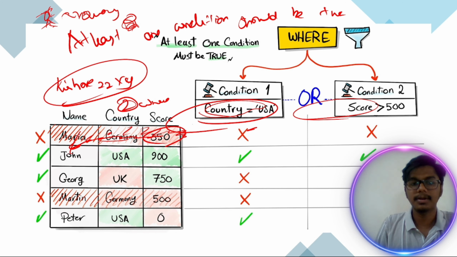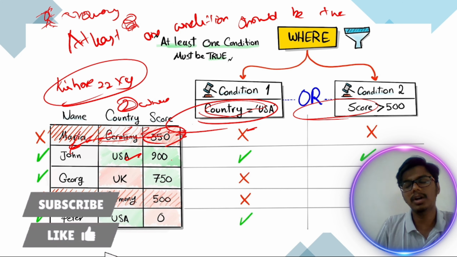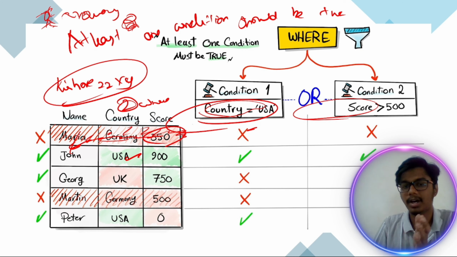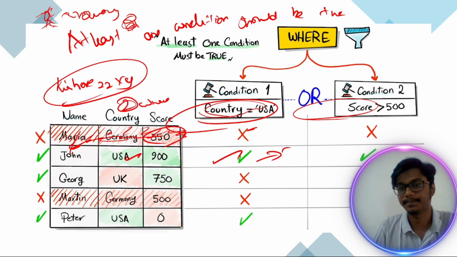Let me get into John, and check whether John's country belongs to USA. Yes, John's country belongs to USA, and I don't want to check the other conditions, because why would I check another condition after the first condition passed? I just need at least one condition to be passed. So I'm executing and fetching John into my target table.